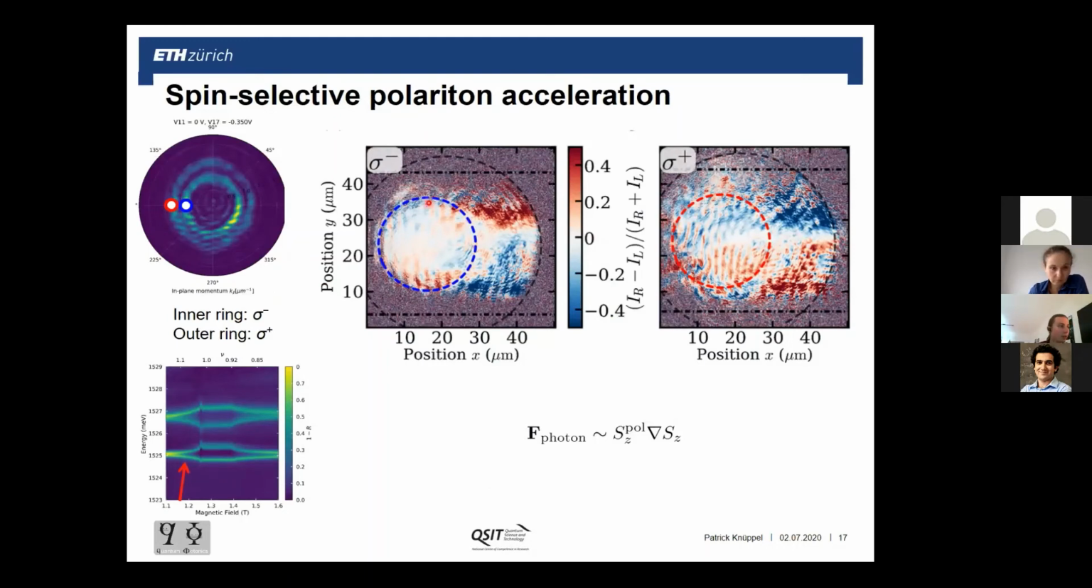And here it's also good to remark on the difference to some of the results we heard this morning. So here, the force on the polaritons or photons is not related to their K vector, but it is rather given by the externally imposed density gradient of electrons, or here, gradient of spin density.